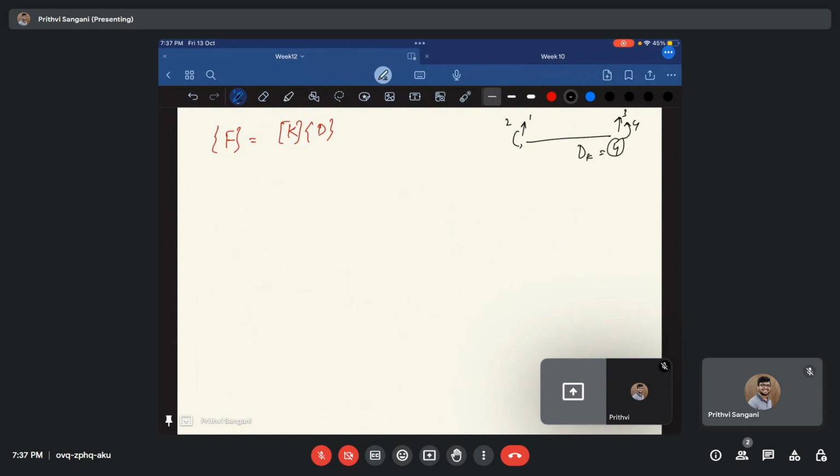So the stiffness matrix is 4 by 4. That is straightforward. The size of the stiffness matrix will be 4 by 4. The size of the stiffness matrix is actually the number of degrees of freedom. That will be the size of the matrix. So let me write down now. So this is 4 by 4.